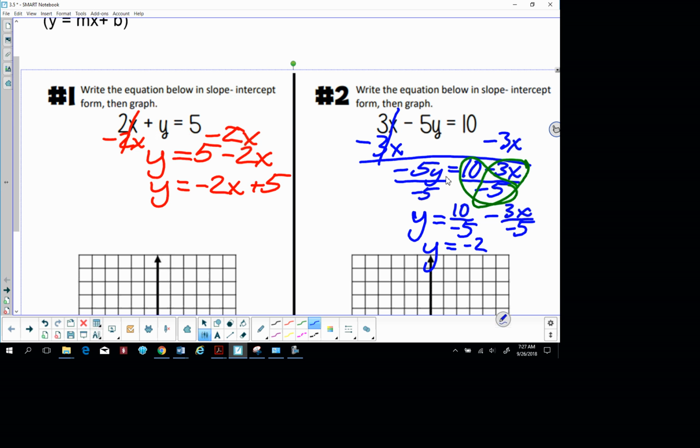Can this fraction be simplified at all? No. Can we simplify the signs, though? So we have two negatives. What does that make it? Positive. So I'm going to put plus 3/5 x. I like writing it like this instead of 3x over 5 because this helps me see that my slope is 3/5. I don't want to get confused and think that it's 3. It's 3/5. Cool? All right.